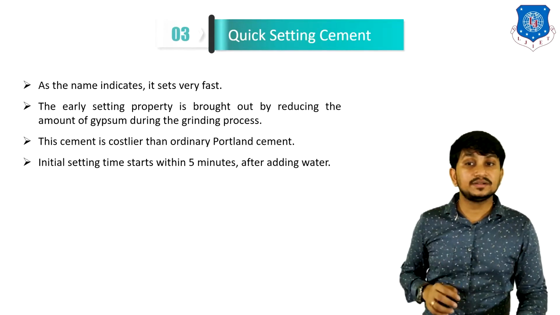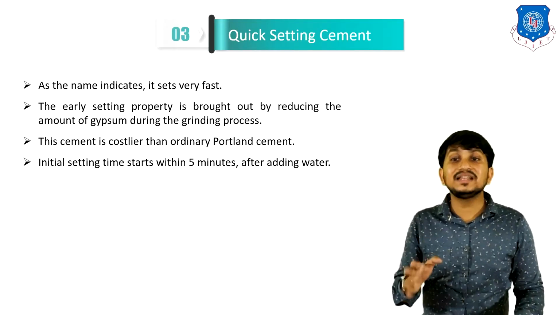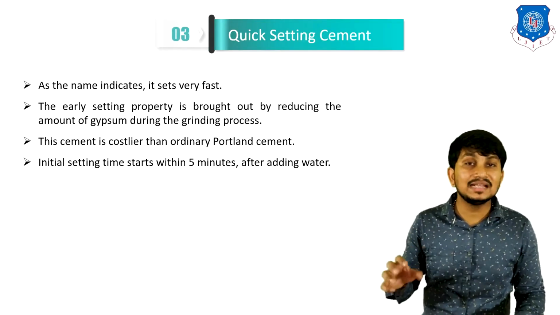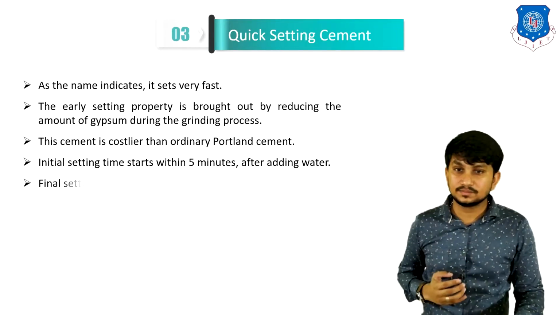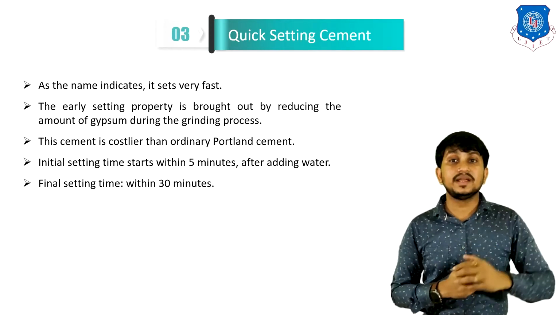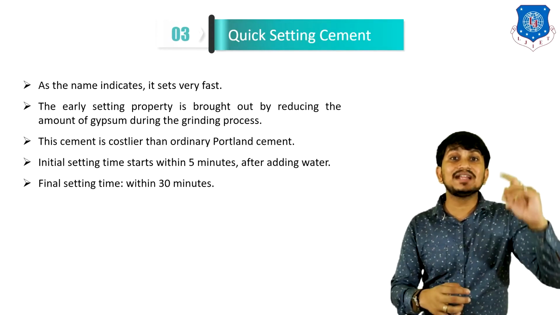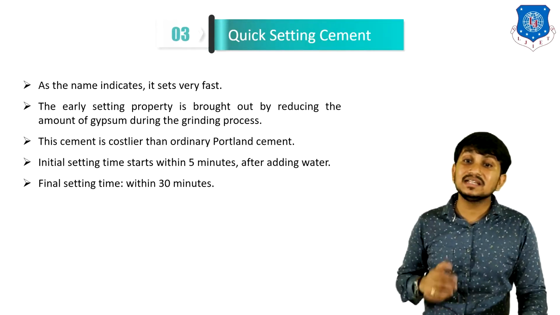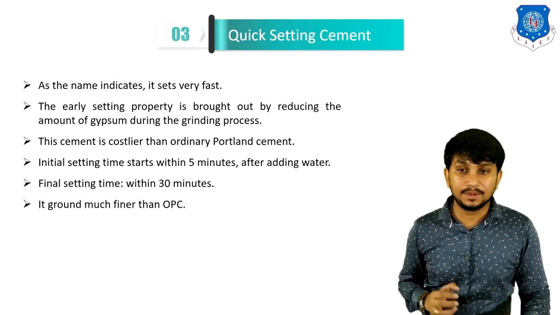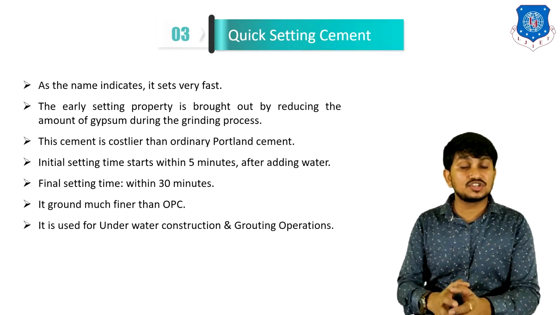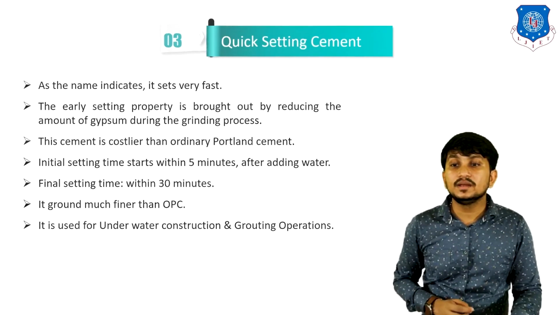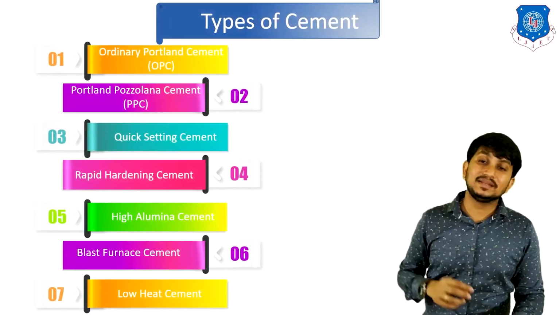Here, quick setting cement has initial setting time of 5 minutes. Okay, final setting time is within 30 minutes. Ordinary Portland cement has final setting time of 10 hours. Here, final setting time is 30 minutes. Okay, it ground much finer than OPC cement. Okay, it is used for underwater construction and grouting operation. Okay, for plastering works. Okay, that's all about quick setting cement.